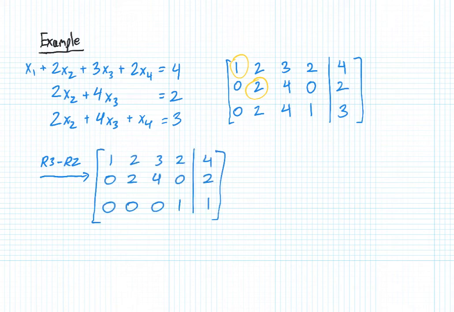And now this is what you get. And now we can identify the pivot that's in the third row. And we can see that this matrix is in echelon form. Each pivot is to the right of the pivots that are above it.